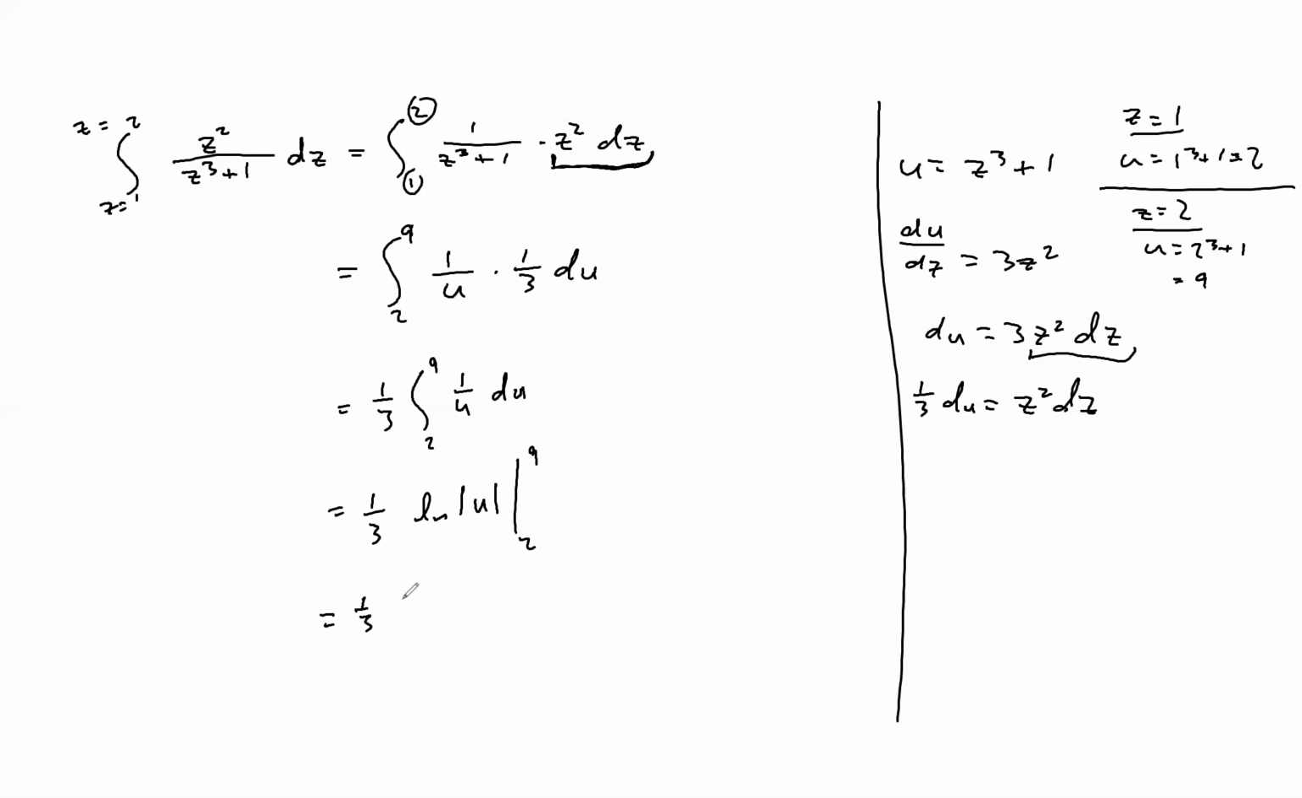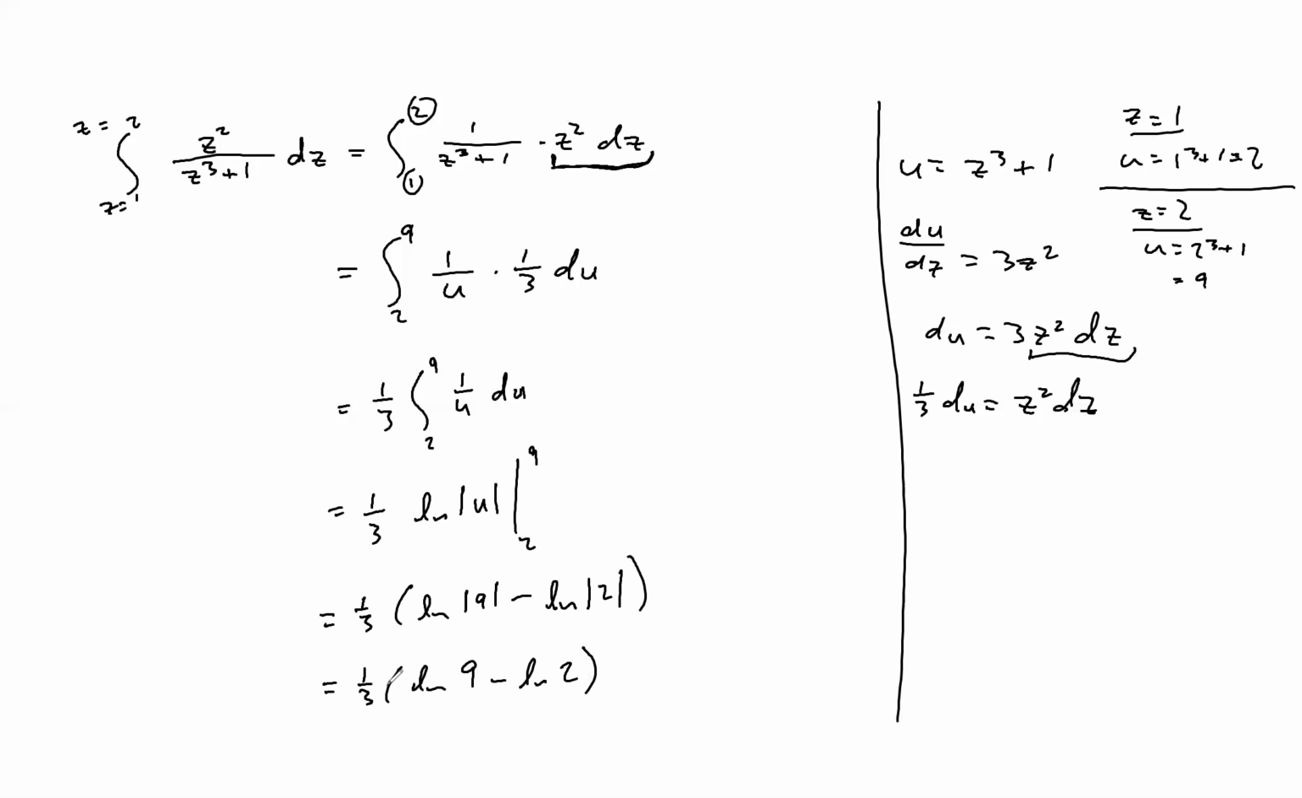So I have 1/3 times natural log of absolute value of 9 minus natural log of absolute value 2. Now in this case, I emphasize that absolute value, but in the end, notice the absolute value of 9 is just 9 because 9 is already positive. The absolute value of 2 is just 2 because 2 is already positive. So for your final answer, it would be okay in this case to write this without the absolute values. 1/3 times natural log of 9 minus natural log of 2.